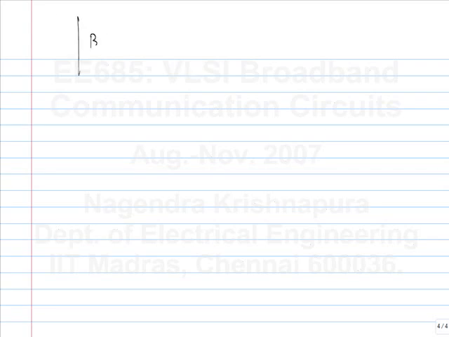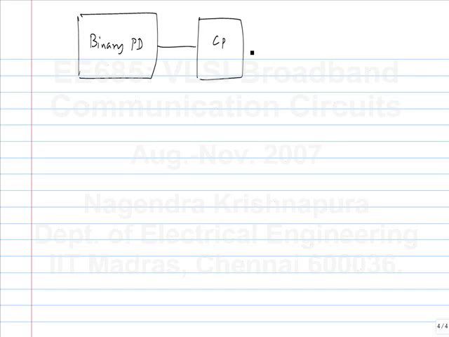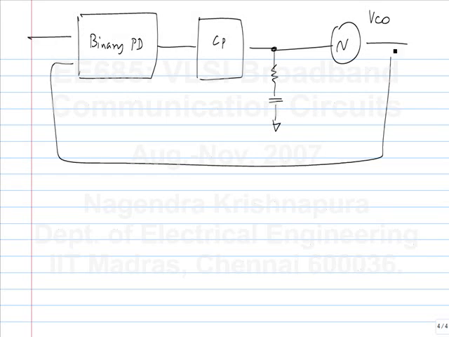So let's say we have a binary phase detector, and then we go to the charge pump that we always had. Okay. And we have this loop filter, and the VCO. Okay. So what happens to this voltage? What will that waveform look like in steady state?